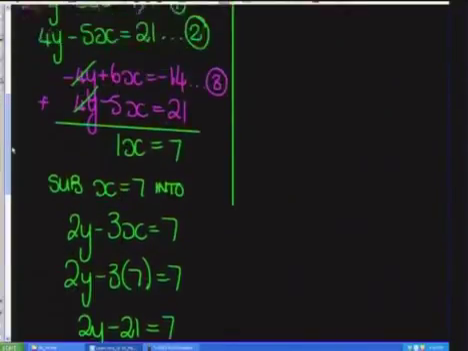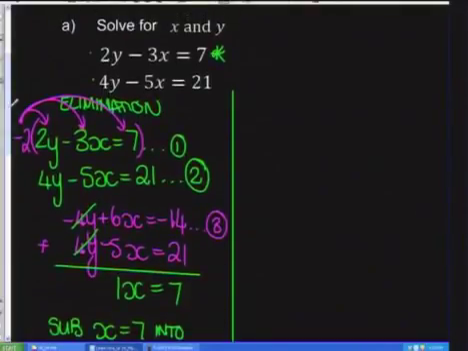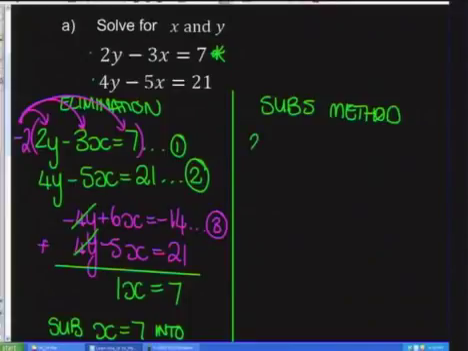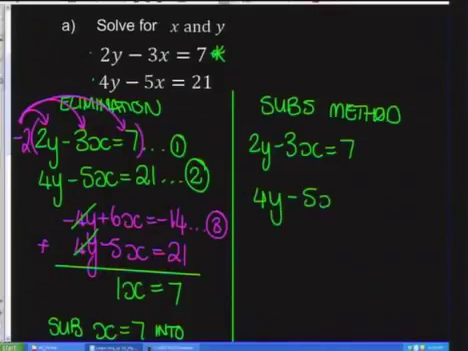Okay. Let's see if the substitution method gives us the same answer. I'm just going to write subs method just so we save some time. Okay. So remember the story now was that we had 2y minus 3x was equal to 7. I've got 4y minus 5x is equal to 21.